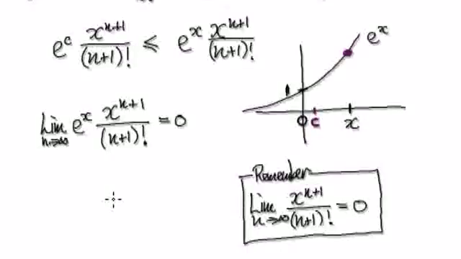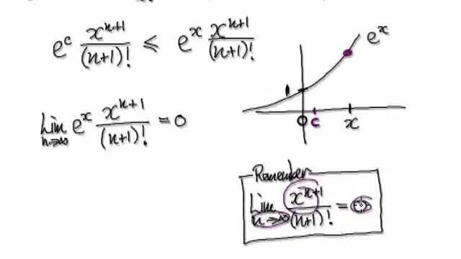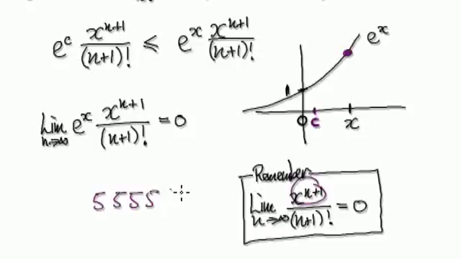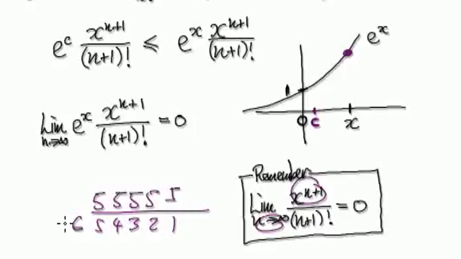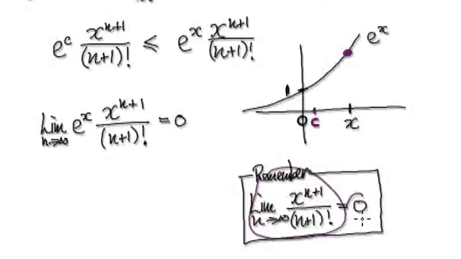Remember, we've done this in the past, so I'm asking you to accept this. The limit of this as n heads towards infinity is 0. In the past, when you see this, I would ask you to imagine it as being a 5. This is like 5 times 5 times 5 times 5 times 5. As n heads towards infinity, n plus 1 factorial is like 1, 2, 3, 4, 5, 6, 7, 8, and so on. As n gets very big, the denominator here will be a lot bigger than the numerator. I've already explained this many times, so I'm asking you to accept this. So this thing here heads towards 0.